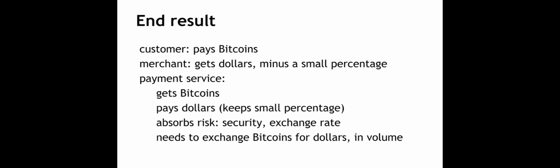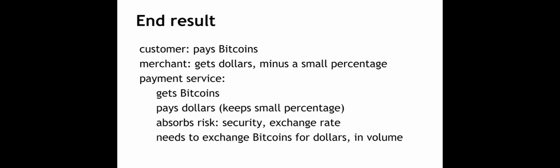Okay, so the end result of this whole process is the following: that the customer pays Bitcoins, some number of Bitcoins, that the merchant gets dollars. That's what the merchant wanted. They wanted to sell that item for a particular number of dollars or whatever their local fiat currency is. The merchant gets the number of dollars they asked for minus a small percentage. The payment service is going to take a small percentage as a fee, maybe a couple of percent. And the payment service does everything else.